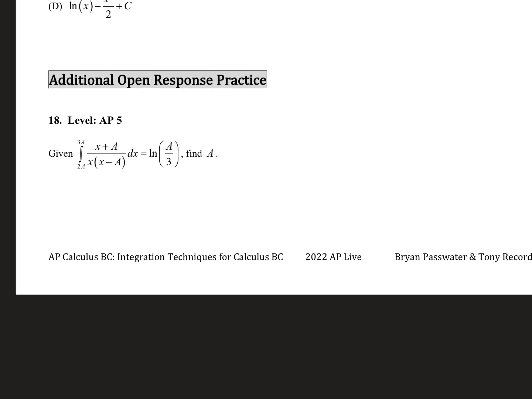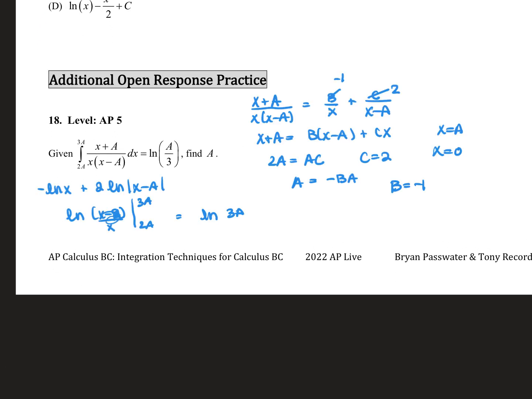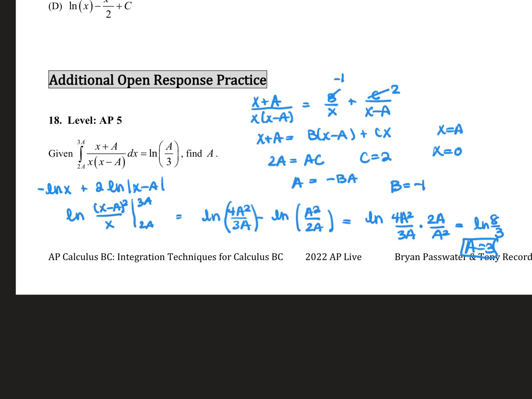So back to another open response. Okay, I just went ahead and wrote this one up because it's fairly long. So this is a pretty hard FRQ. It's made up. It's not one of the ones that was actually ever on a test. So they want us to find A. So looking at this, it looks like partial fraction decomposition. So I did that, but instead of using A and B, I had to use B and C because there already was an A. So I went through and did the whole partial fractions.